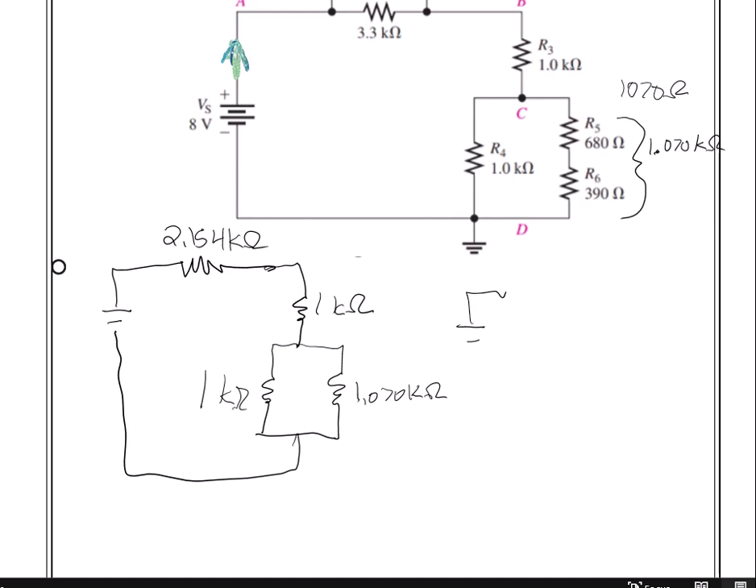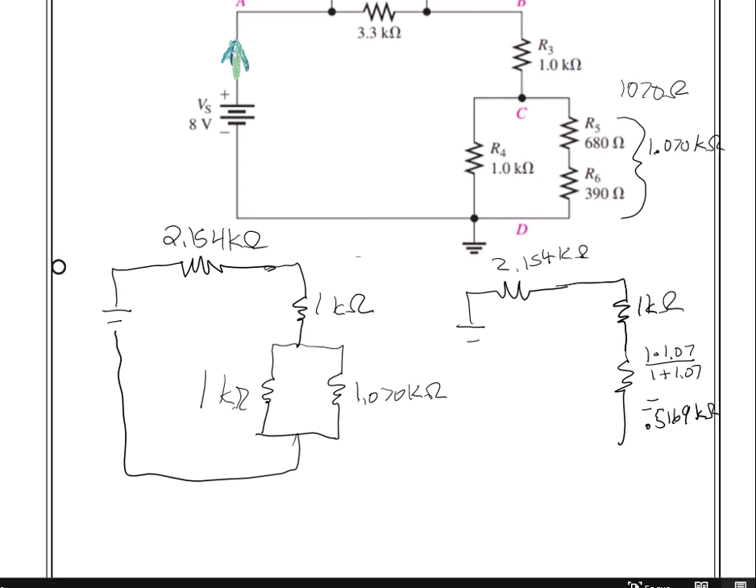Now these are in parallel, so I can use product over sum. So this is 1 times 1.07 over 1 plus 1.07, which is 0.5169 kiloohms.